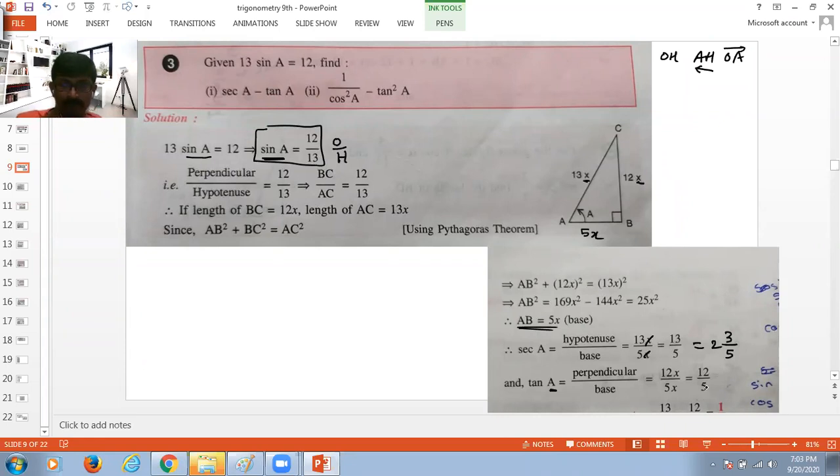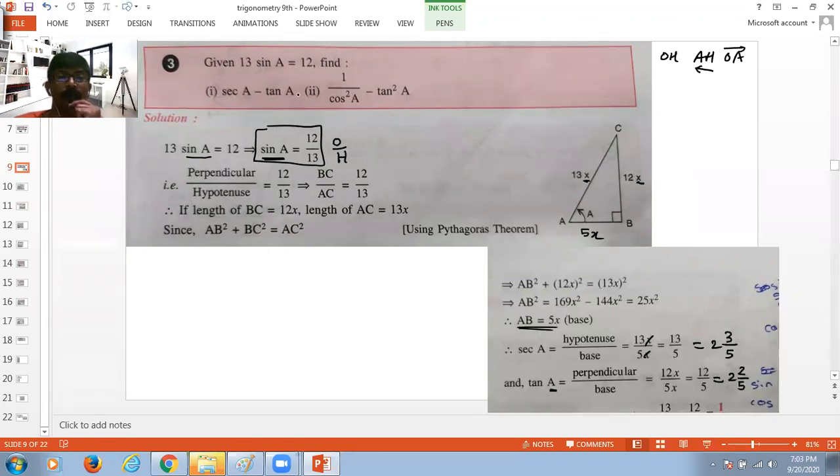One second. We'll just check that out. It's supposed to be 12 upon 13. So tan A is opposite upon adjacent with respect to angle A. So opposite upon adjacent. Adjacent is this, isn't it? So 12 upon 5. So 12 upon 5 would be 2 whole 2 upon 5. Isn't it? So 12 upon 5.